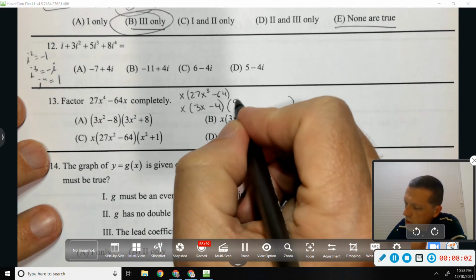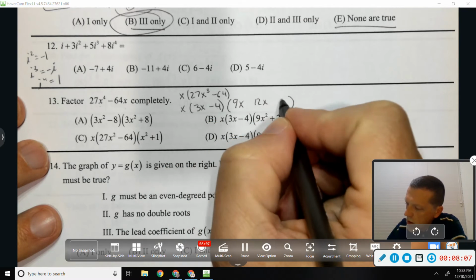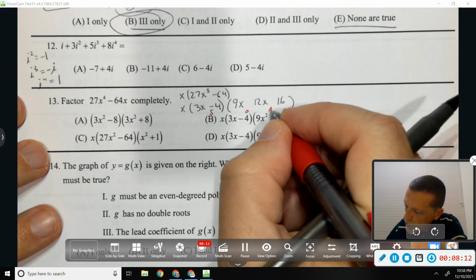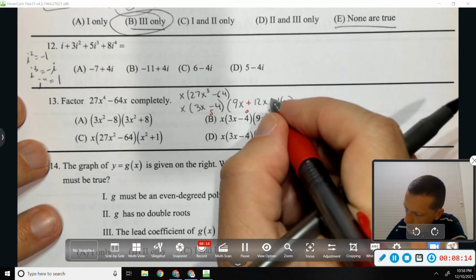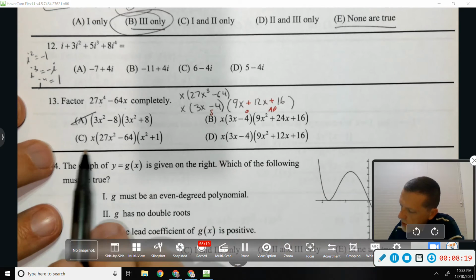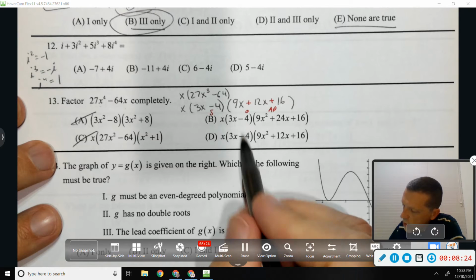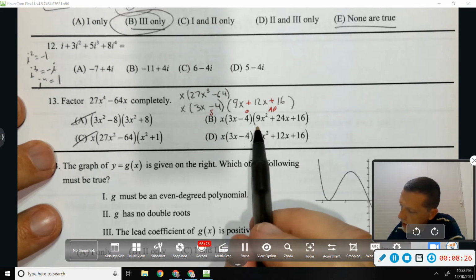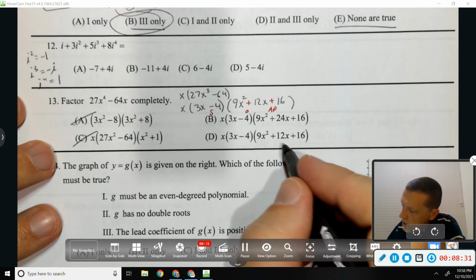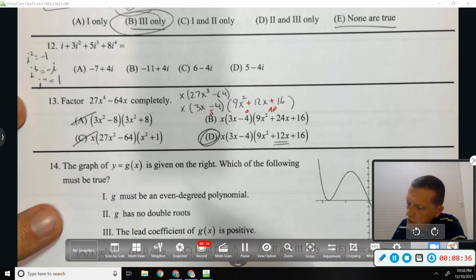Then square the first one. Multiply the two together. Square the last one. And we get our signs from SOAP: same, opposite, always positive. So I need an x out front, and then a 3x minus 4, and then 9x, oops, that was supposed to be 9x squared, plus 12x plus 16. So D was the answer to that one.